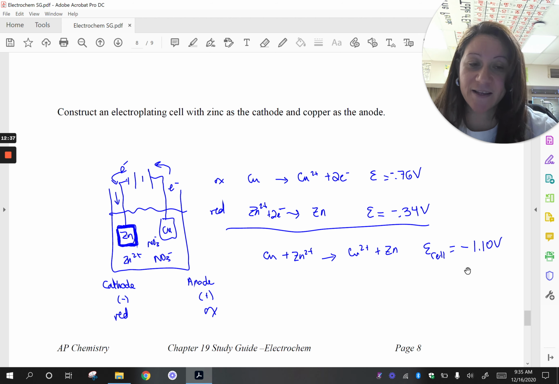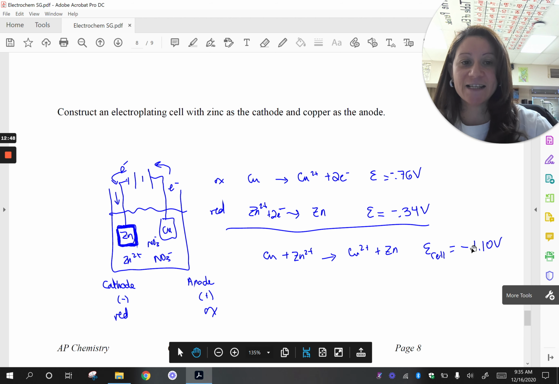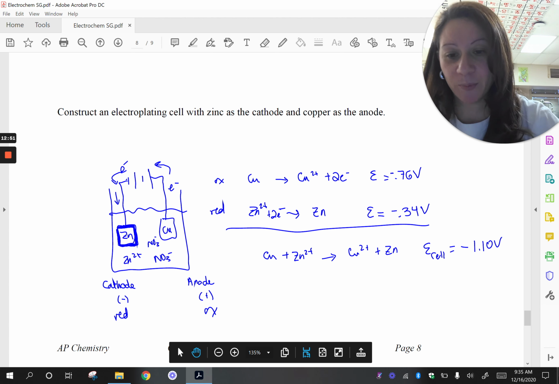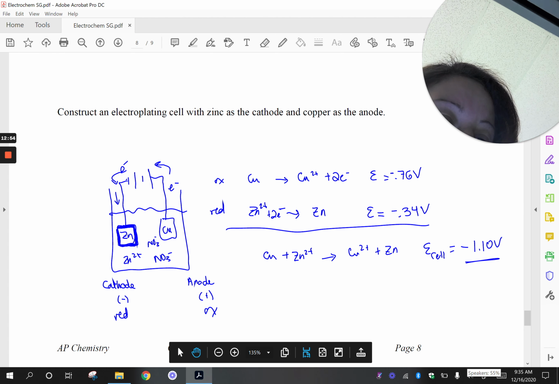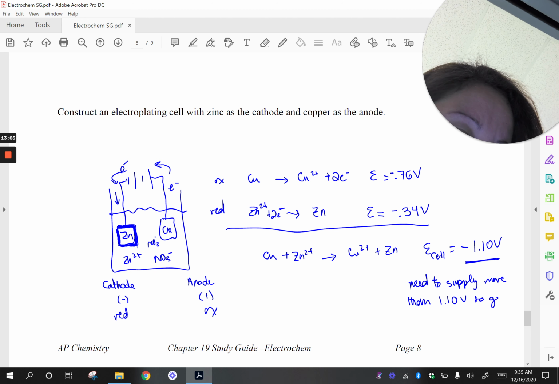What that means is that I need to supply this with at least 1.10 volts. So this power source needs to have more than 1.10 volts to get this reaction to be forced to happen. Based on this number, I need to supply more than 1.10 volts to get this reaction to occur, because it is non-spontaneous, and so I need my outside power source.